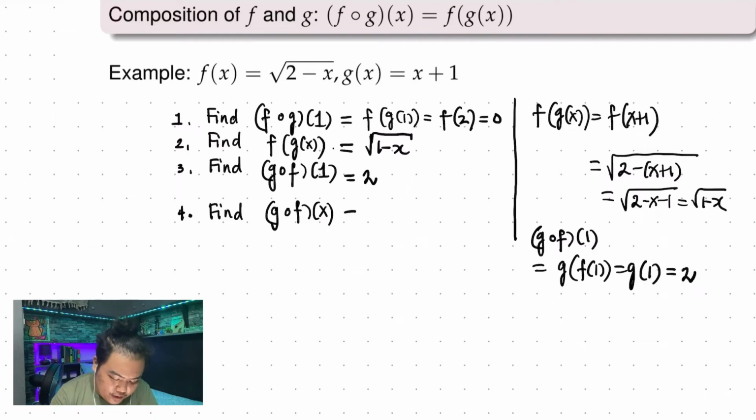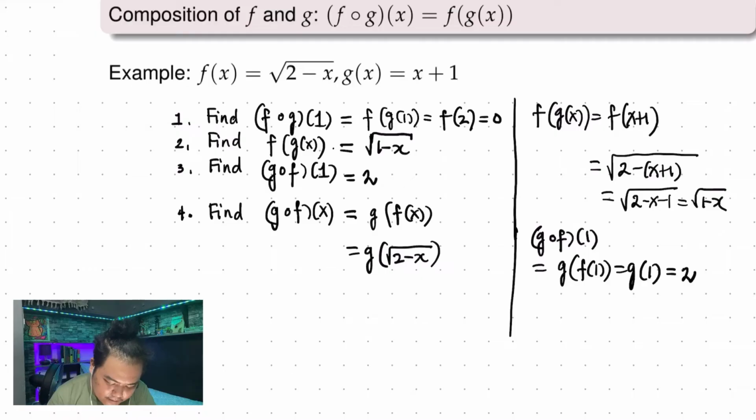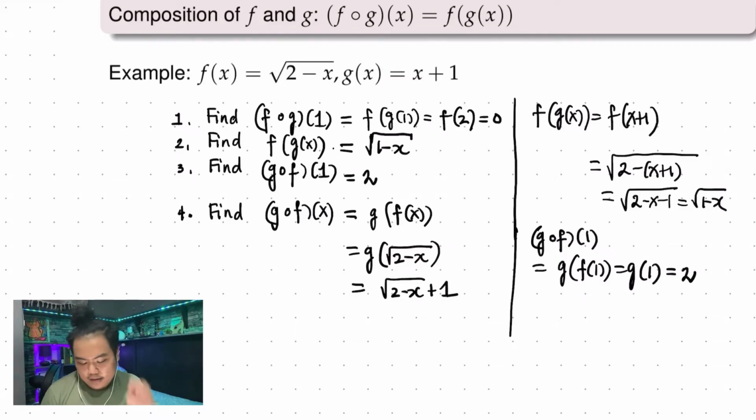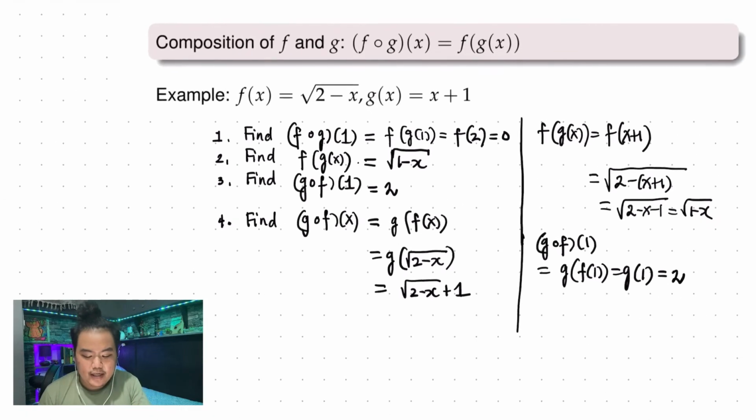So, let us compute for G circle of f of x. Practice lang. So, this means G of f of x. And what is our f of x? Square root ng 2 minus x. At ano yung G? Papalitan ito ng square root ng 2 minus x. Okay. So, nagets ba yung composition na yan?